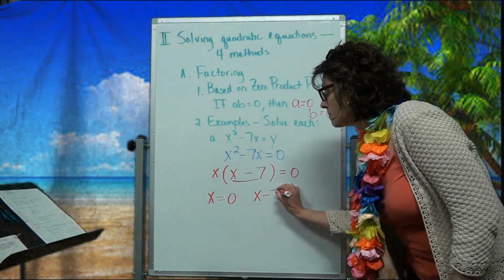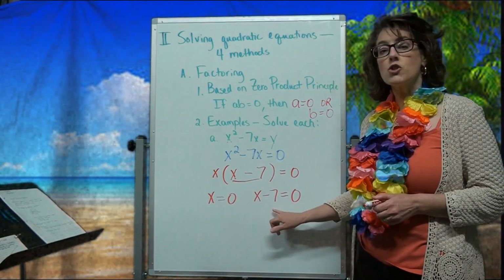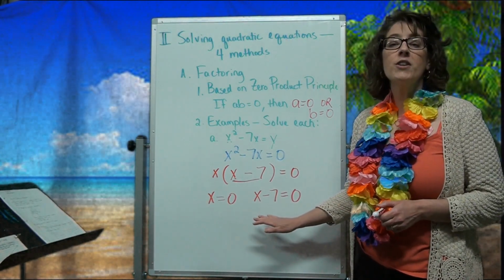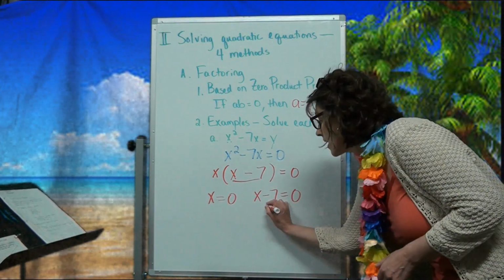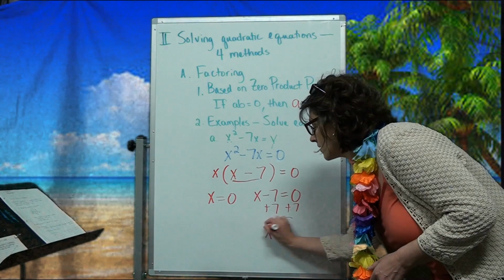So if that x minus 7 is the 0, then that means now I need to solve this for x. In order to solve that for x, you know how to do this. You know that that just means simply add a 7 to both sides. So when I add the 7 to both sides, that gives me x equals 7.